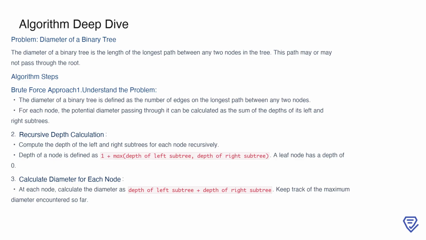To calculate it, we need to determine the depths of the left and right subtrees for every node. Depth is calculated as 1 plus the maximum depth of the left or right subtree. For a leaf node, the depth is 0. Once we have the depths, the potential diameter at each node is simply the sum of the left and right subtree depths. By keeping track of the maximum diameter encountered during this process, we can determine the overall diameter of the tree.